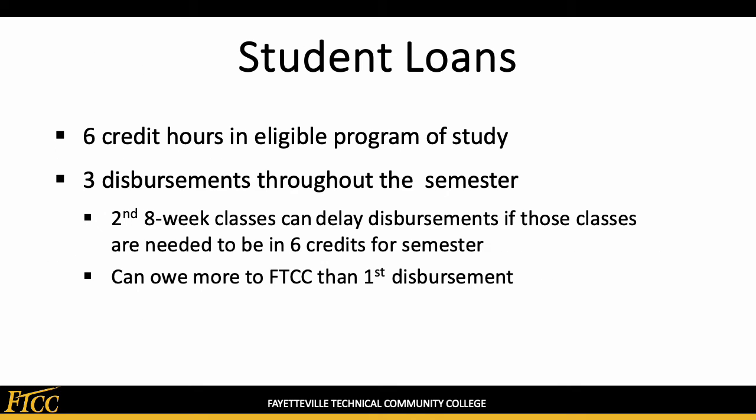To be eligible for student loans, a student must be enrolled in at least 6 credits in a financial aid approved program of study. Student loans are disbursed in 3 installments in the fall and 3 installments in the spring. Students who are not enrolled in at least 6 credits at the beginning of the semester will have their loan disbursements delayed. A common reason for not receiving a refund on disbursement dates is that the student owes FTCC more for tuition, books, and fees than the amount of that disbursement.